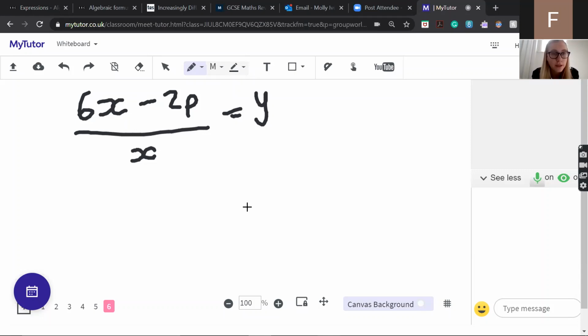In fact, I'm going to make this 6x minus 2px, go a bit crazy with all of the x's, equals y plus 3p minus 5. There we go. A horrible question. And let's say that the question for this is make x the subject.